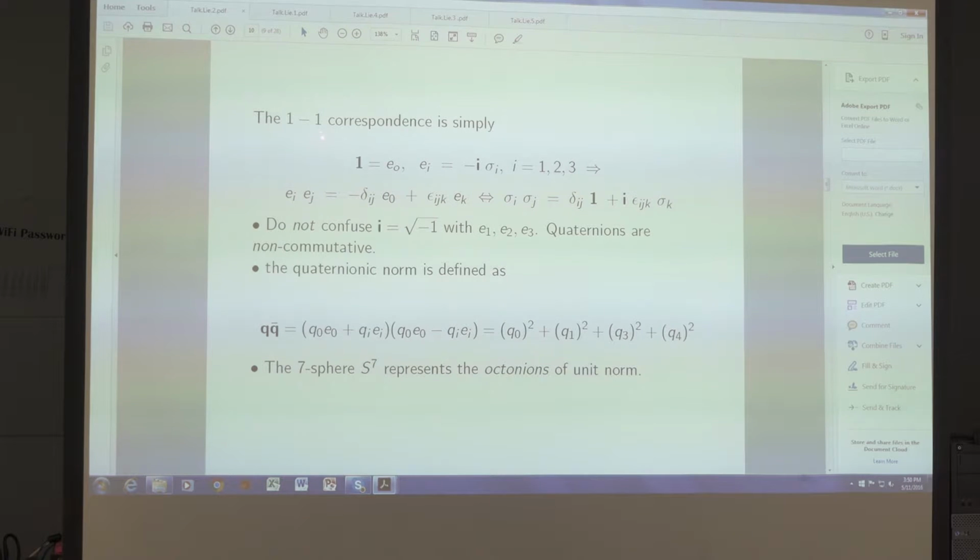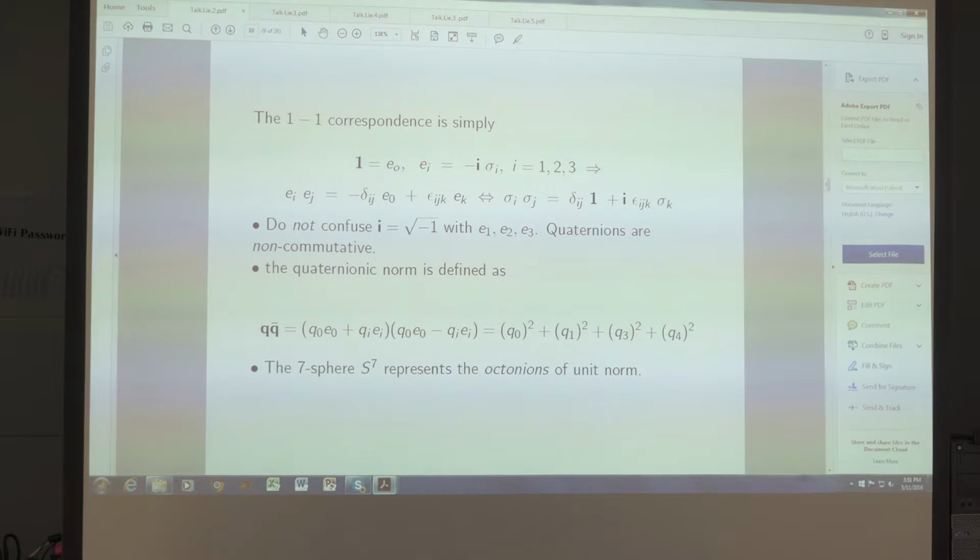Okay, so the one-to-one correspondence between quaternions and the Pauli spin matrices is that I assign the identity element to the unit matrix, and the imaginary, remember I have 3 imaginary quaternions, E1, E2, E3, and I have 3 Pauli spin matrices. Now by i I mean the square root of -1. Okay? Do not confuse this i, the square root of -1, with the 3 imaginary units of quaternions. This is something that causes a lot of confusion with many people.